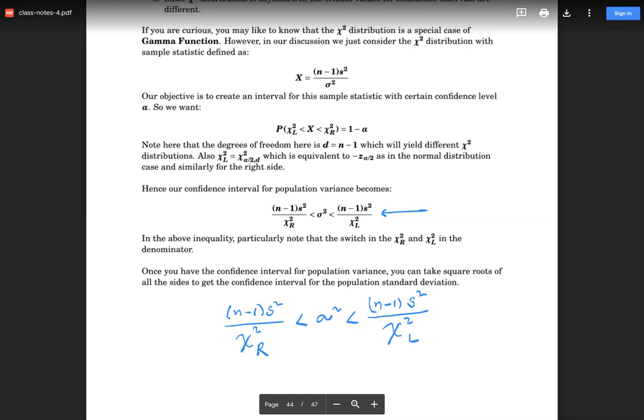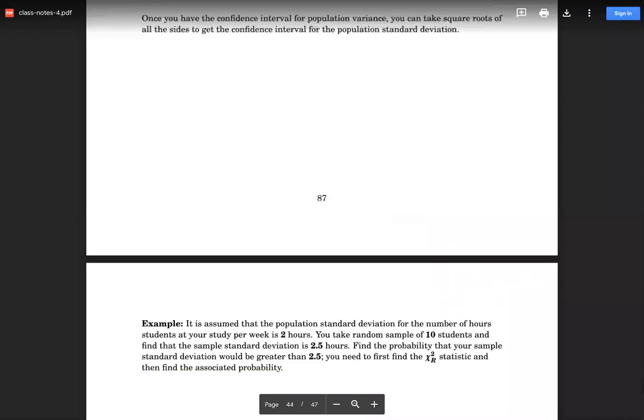This may sound a bit confusing and too hard, but it's actually easier than the last calculations that we did. All you need to do is know how to find this value and this value. You already know what n is, you already know what s squared is. Therefore, you have everything you need in order to find the confidence interval for population variance. Remember, variance is the square of the standard deviation. All right. Now, let's continue. We're going to start doing a problem.